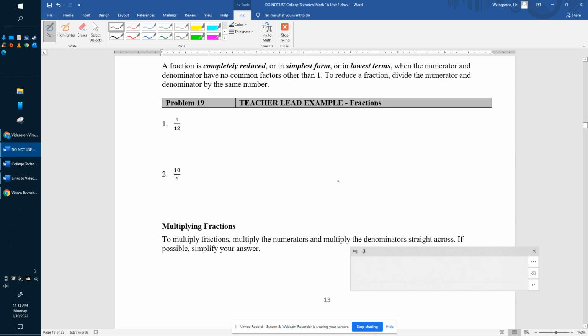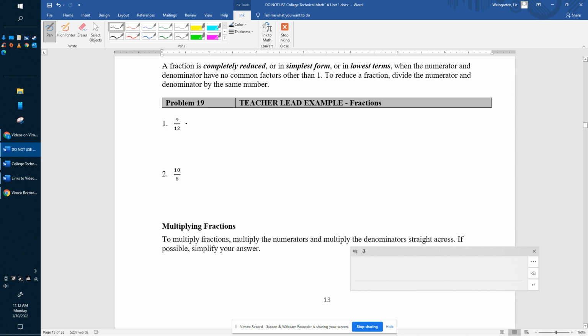So let's look at reducing fractions into its lowest terms. When we do that, it simply means that they have no common factors in the numerator and denominator other than the number 1. So when we reduce a fraction, we're going to divide the numerator and denominator by the same number. A lot of times it can help to factor.